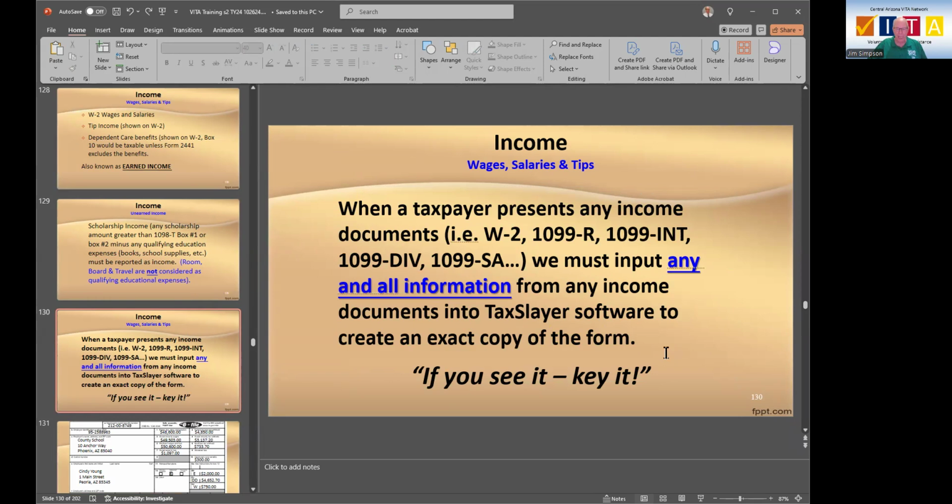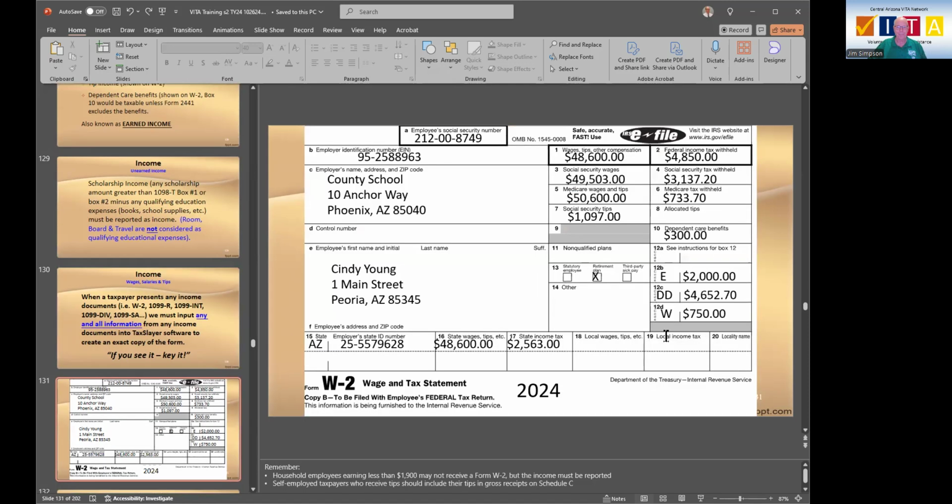Whenever they present any income documents, like a W-2, a 1099-R, 1099-INT, this is for interest. This one's for dividends. This is for Social Security. You've got to input all the information that's on that document, okay? If you see it, key it. Make the taxpayer form look exactly like the paper form sitting in your hand, okay?